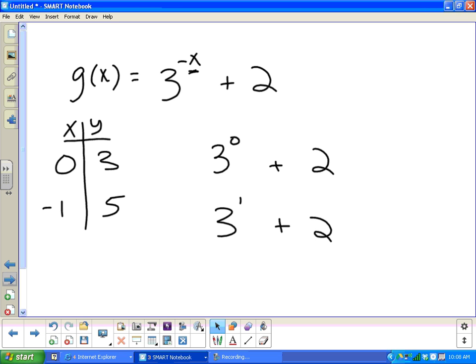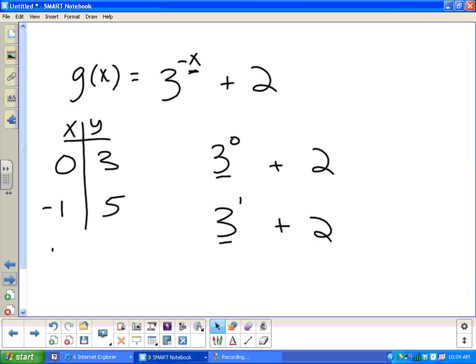Alright, you okay? This makes sense a little bit? So just these values right here, what we're doing is we're choosing values that make the exponent 0 and make the exponent 1. Because anything raised to the 0 power is always going to be 1, and anything raised to the first power is itself. Okay? And so those give me really nice points that way.